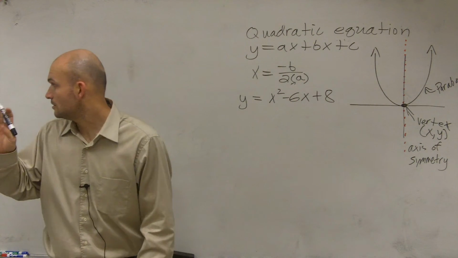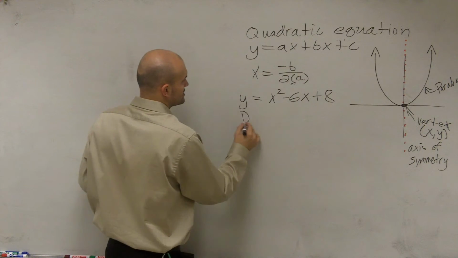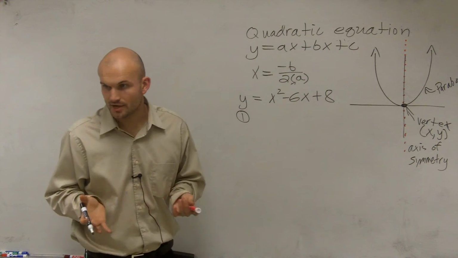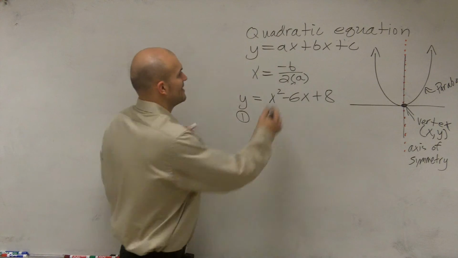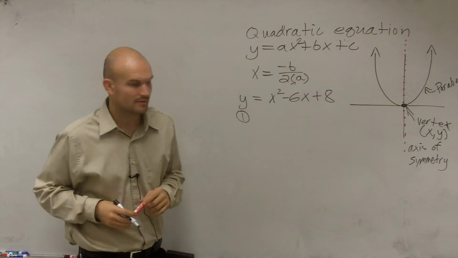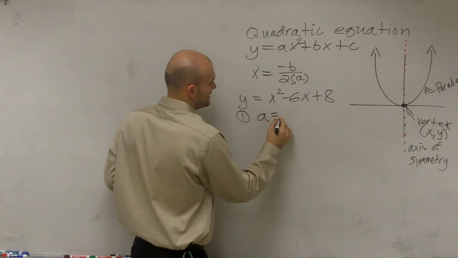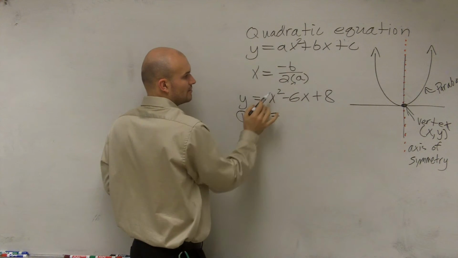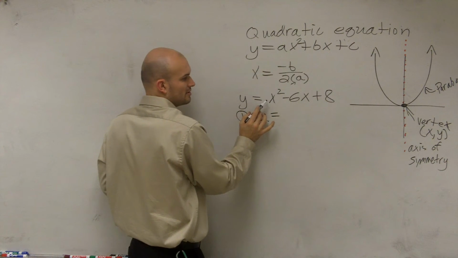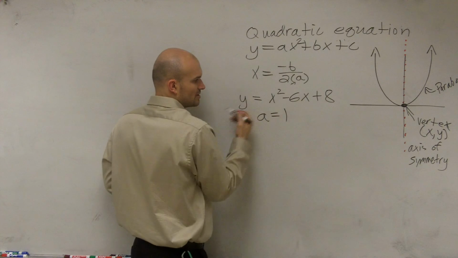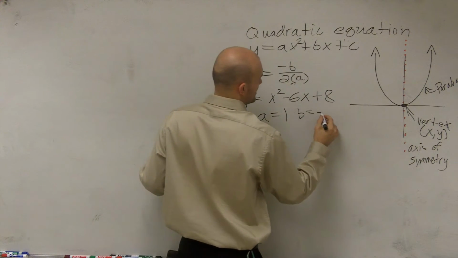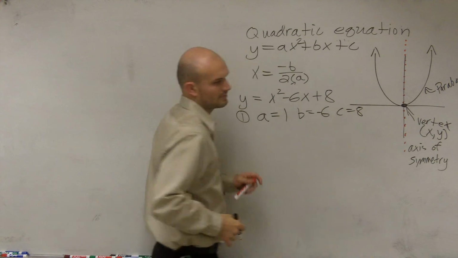So there are 4 steps we do. First step, label a, b, and c, right? A is the coefficient of x squared. So what's the number in front of x squared? Well, there is no number, so we know there can be a 1, because 1 times x squared is x squared. B equals negative 6, c equals 8. Follow me?